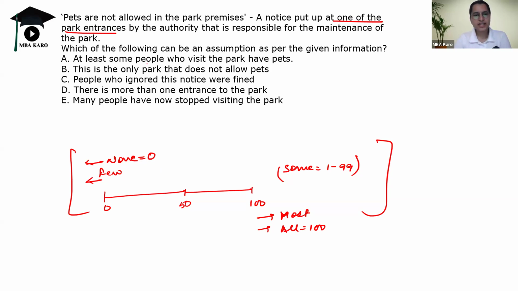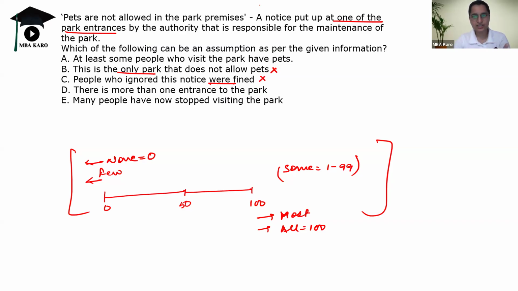Option A says, at least some people who visit the park have pets. Option B says, this is the only park that does not allow pets. Whether this is the only park or not, we do not know. This information is not given. We are only aware of the notice that is given to us. So we are going to rule out this one. C says, people who ignored this notice were fined. Again, we do not know what happened to the people who ignored the notice. Again, ruling this out.